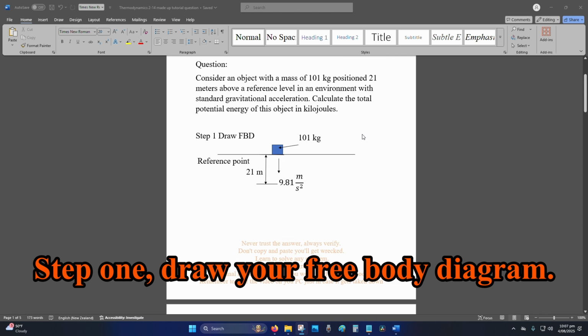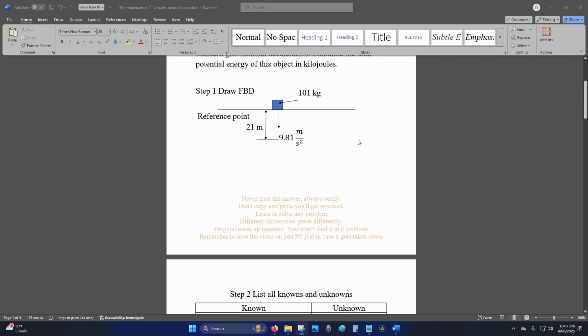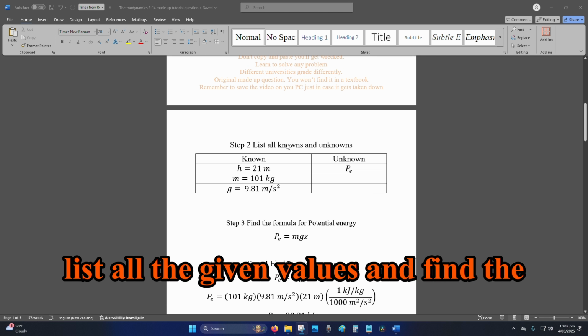Step 1, draw your free body diagram. This will help you visualize the problem. Step 2, list all the given values and find the unknown.